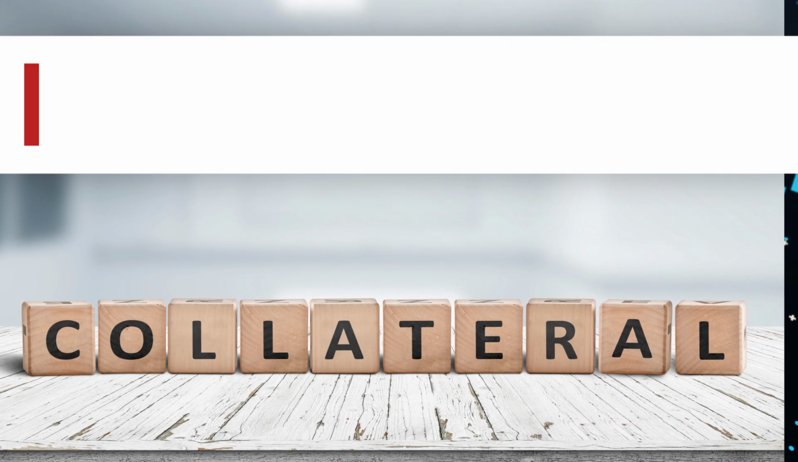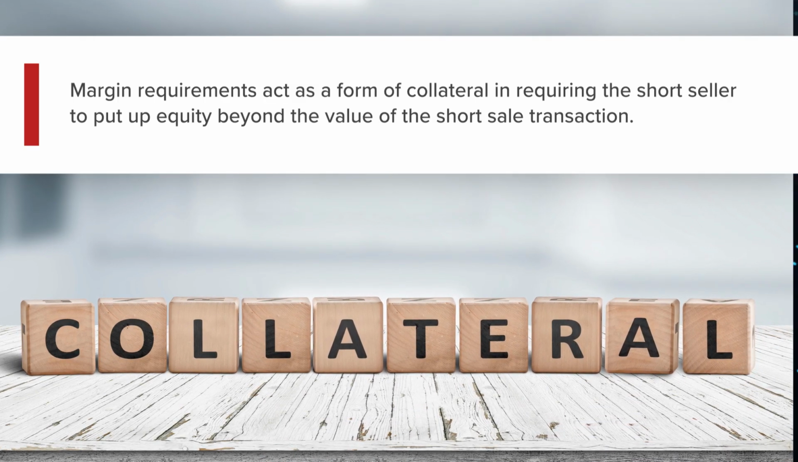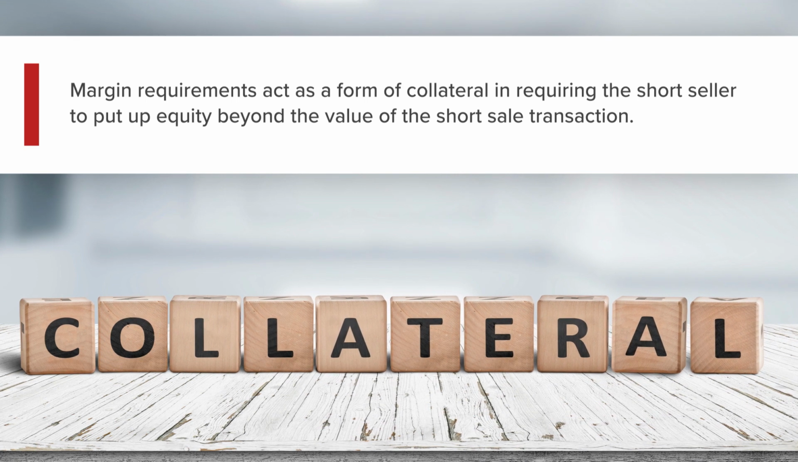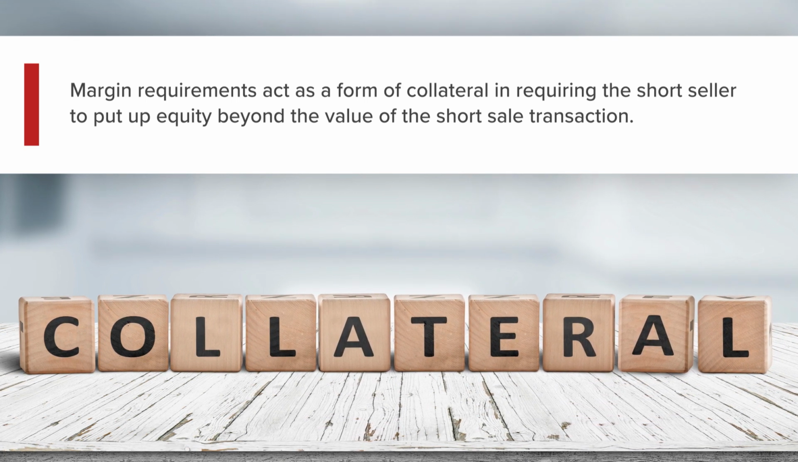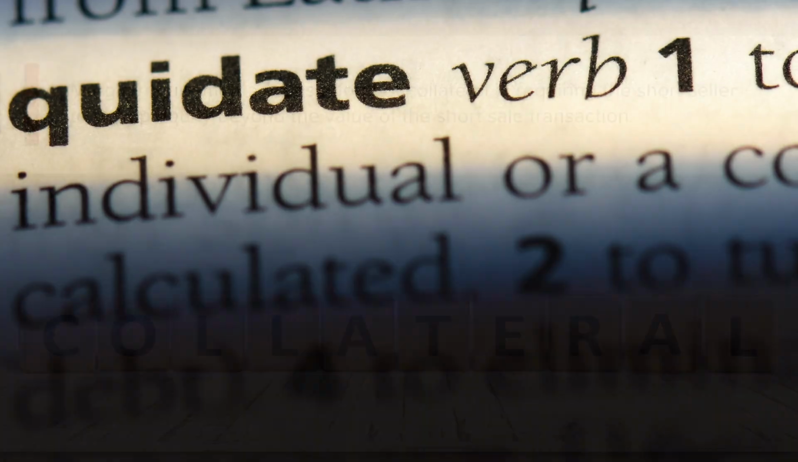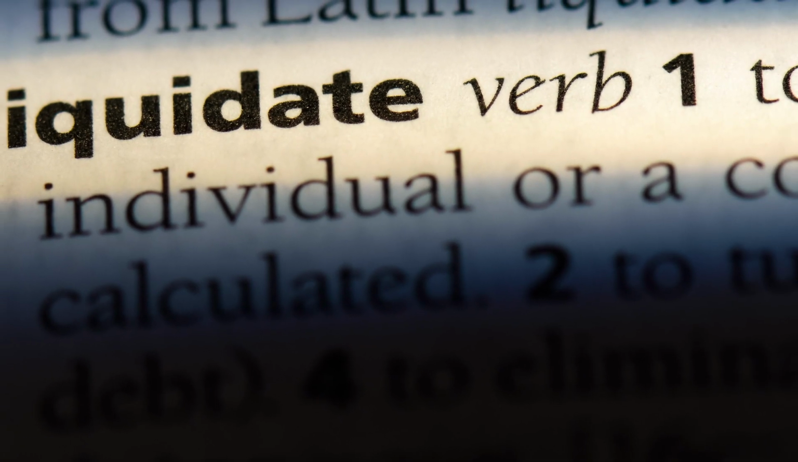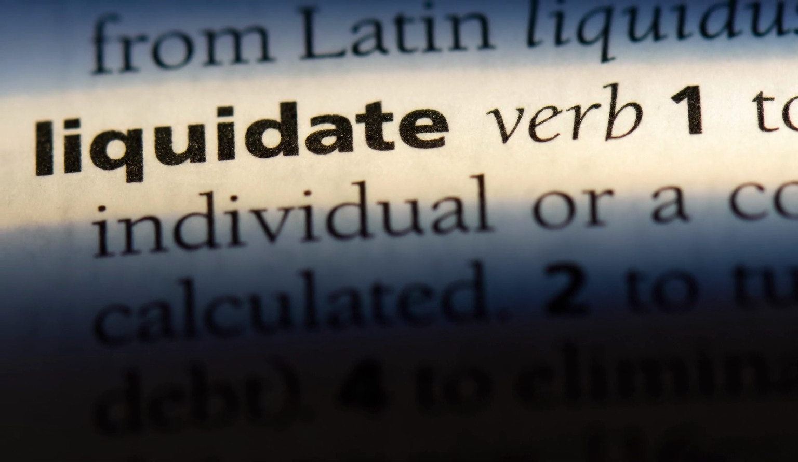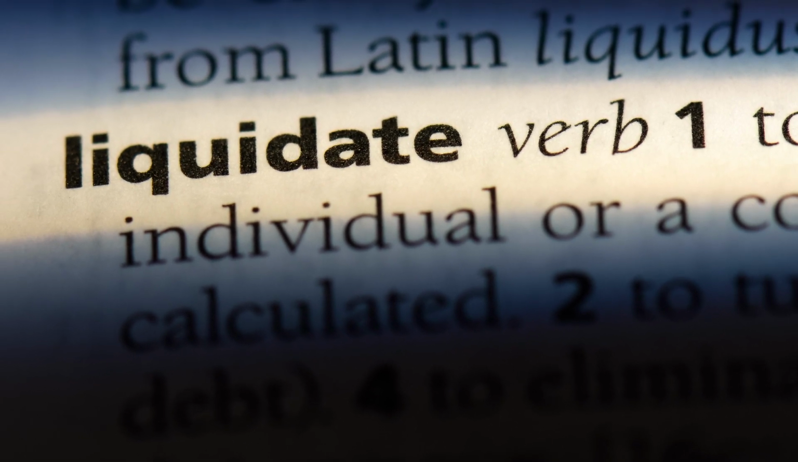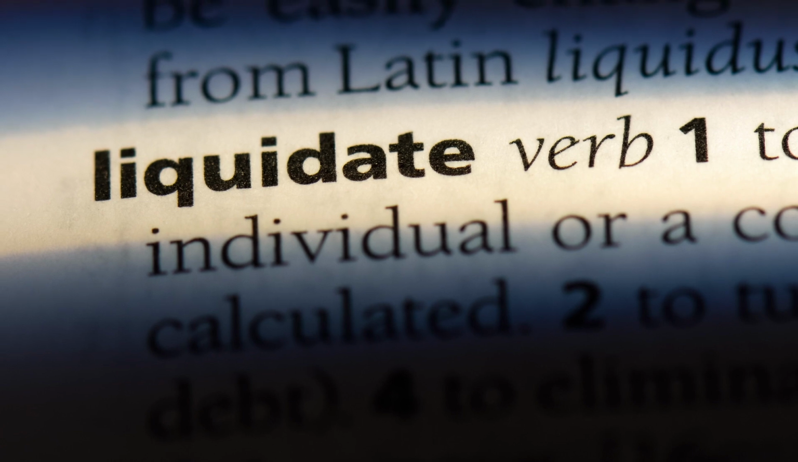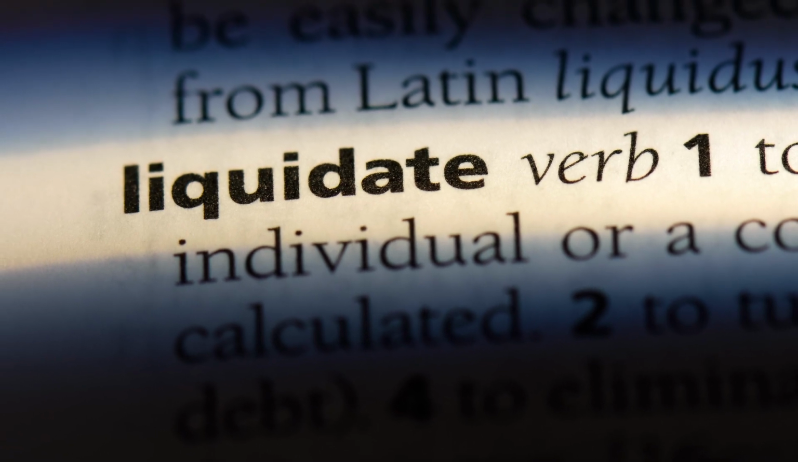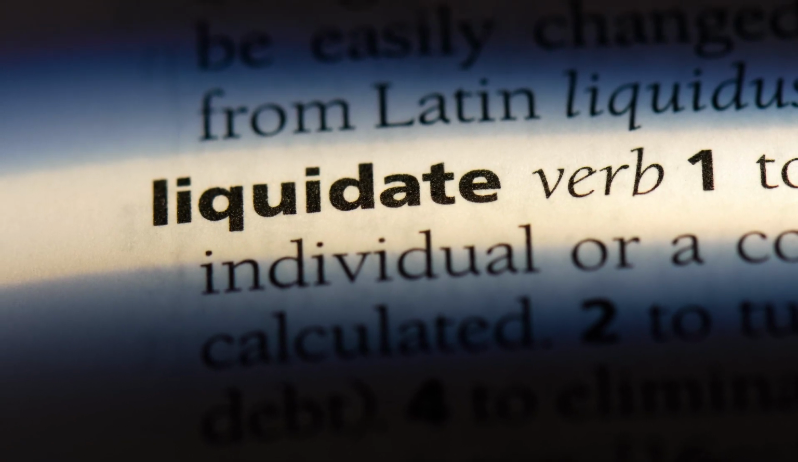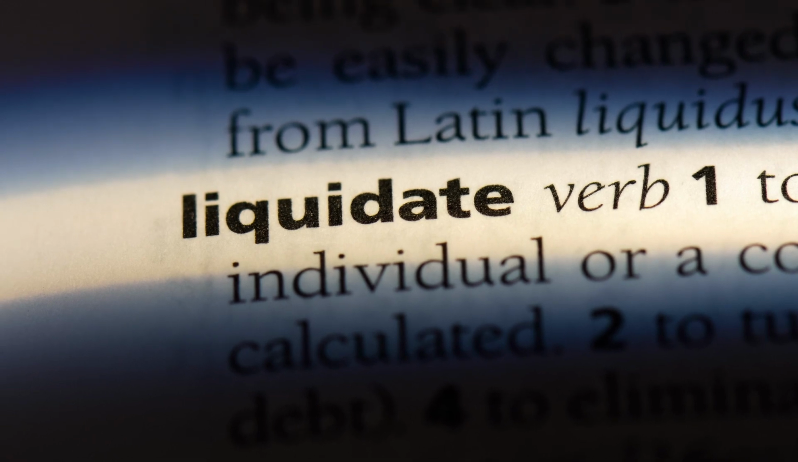Therefore, margin requirements act as a form of collateral in requiring the short seller to put up equity beyond the value of the short sale transaction. A margin account also allows the brokerage firm to liquidate the investor's position. This is part of the agreement that is signed when the margin account is created and increases the likelihood that the investor will return the shares before losses become too large and the investor becomes unable to return the shares.